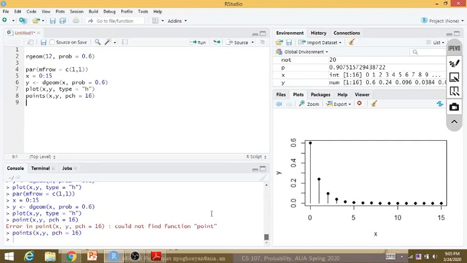Okay. So this is the graph of our PMF for the geometric random variable with probability 0.6.